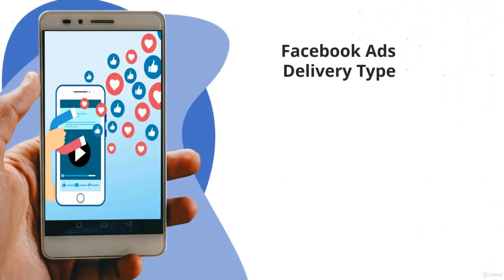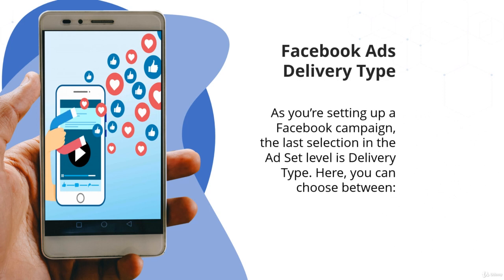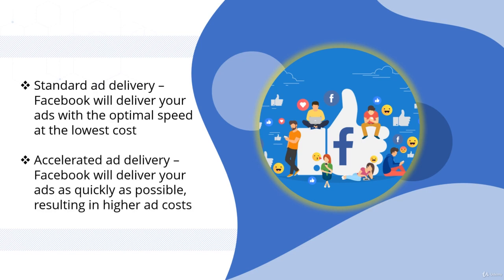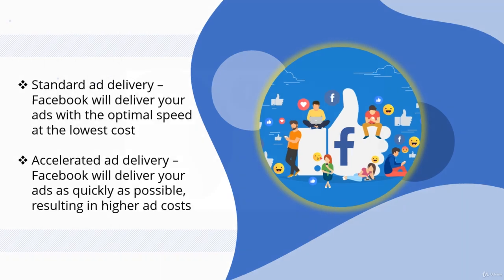Facebook ads delivery type. As you're setting up a Facebook campaign, the last selection in the ad set level is delivery type. Here, you can choose between standard ad delivery. Facebook will deliver your ads with the optimal speed at the lowest cost. Accelerated ad delivery. Facebook will deliver your ads as quickly as possible, resulting in higher ad costs.